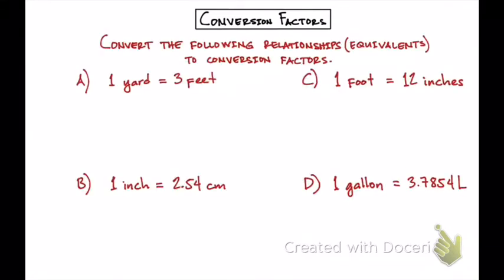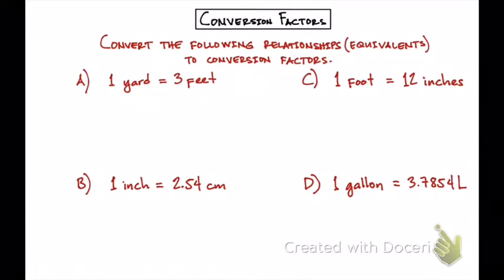So let's look at some examples here regarding conversion factors. Convert the following relationships or equivalents to conversion factors. So the first one here is 1 yard equals 3 feet. So again, whenever you're converting an equivalent, a numerical relationship, all you have to do is turn it into a fraction form. And so you can have two different conversion factors or unit factors.